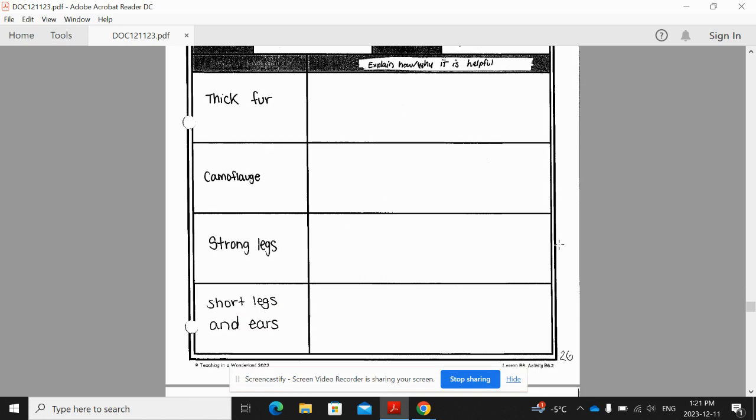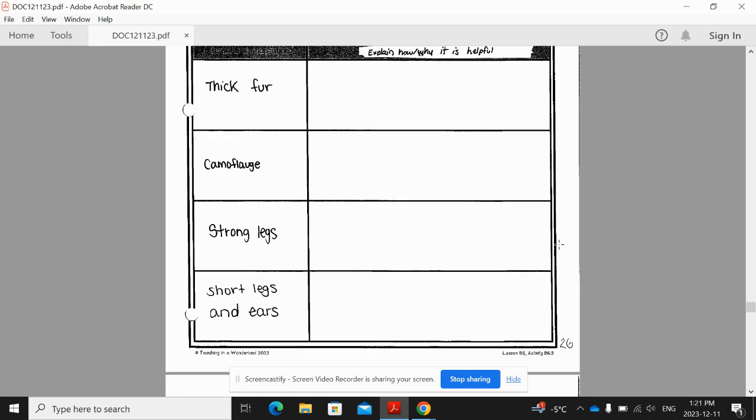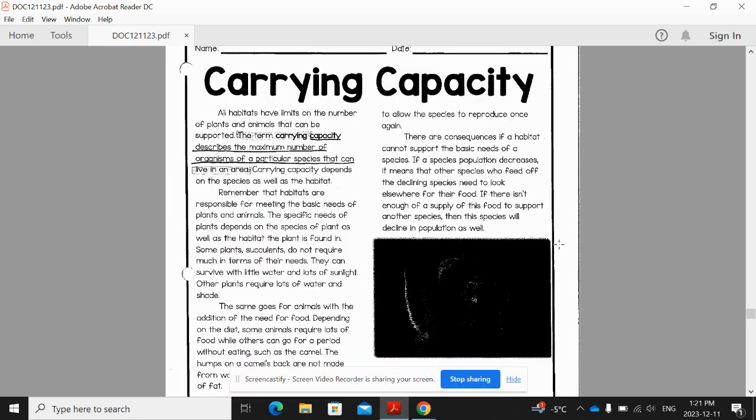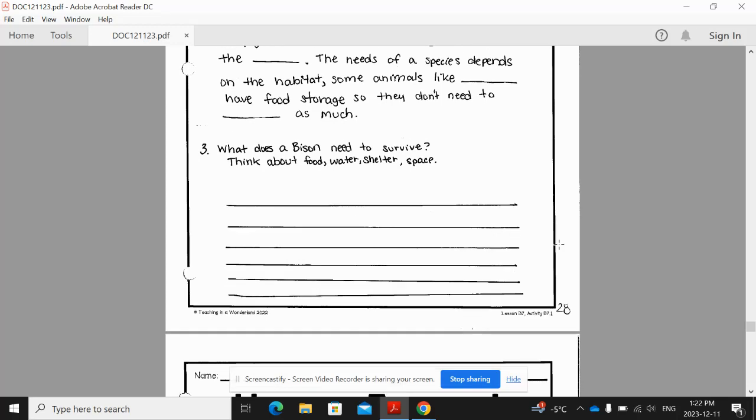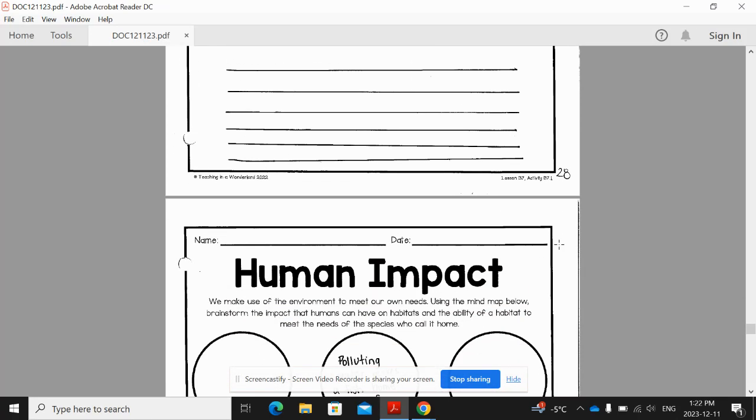So I have here the 4 adaptations that you will hear them talk about. They'll talk about thick fur, camouflage, strong legs, and short legs and ears. And then in the open spots, you need to explain how and why their structural adaptation is helpful to the Arctic wolf. Carrying capacity, we will be reading together, and then we'll be filling in the blanks.